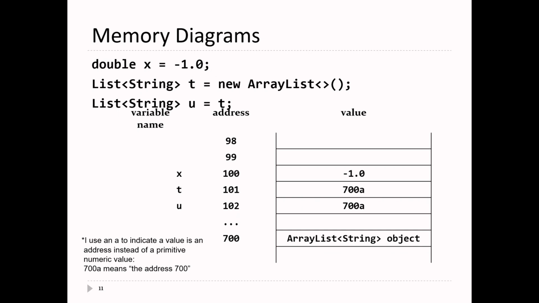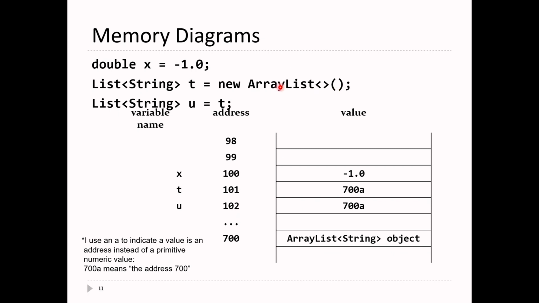On the next line, we have a variable t. So t appears somewhere in memory. We're going to put this at address 101. Again, you can put it wherever you want. It can't overwrite an already existing variable, so you can't put two things on one row. So we have a variable t. We're going to arbitrarily put it at address 101.